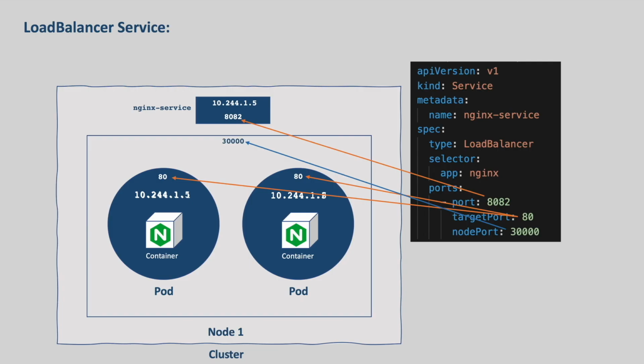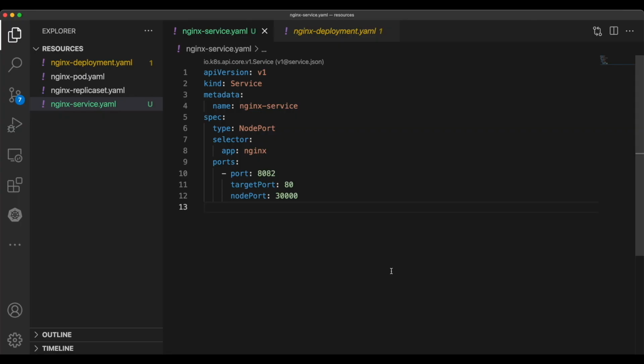This type of service exposes the pods externally using the cloud provider's load balancer. This acts like a cluster IP and node port internally. LoadBalancer is the preferred solution to expose the cluster to the wider internet. All we need to do to change this service to LoadBalancer is just change the type to LoadBalancer. That's it. This becomes a LoadBalancer service now.